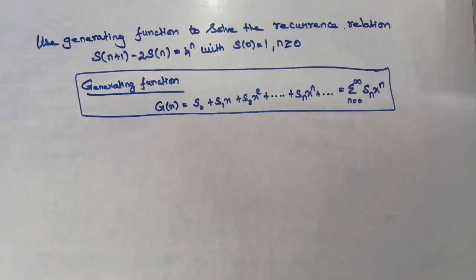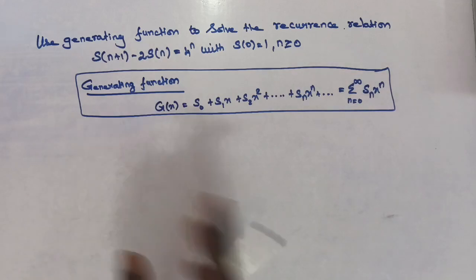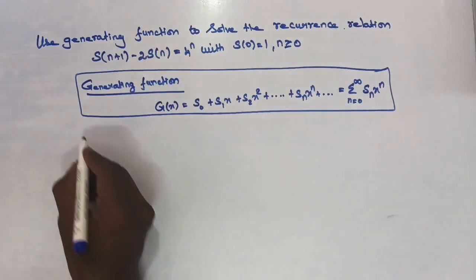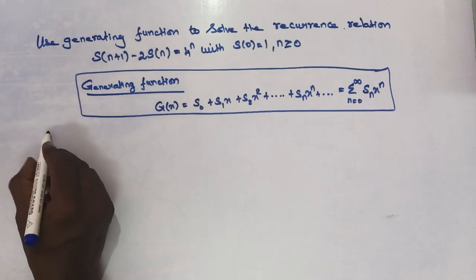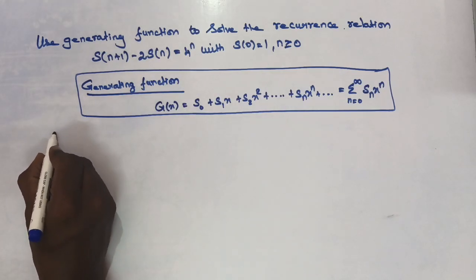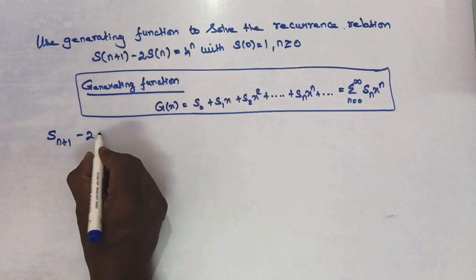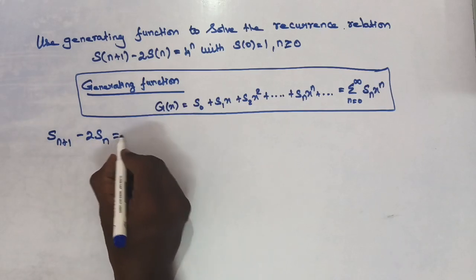Now we're going to form the generating function and then find the solution for this. What is the nth term of this recurrence relation? Fine, let's start with this. S(n+1) minus 2 sn equal to 4 power n.